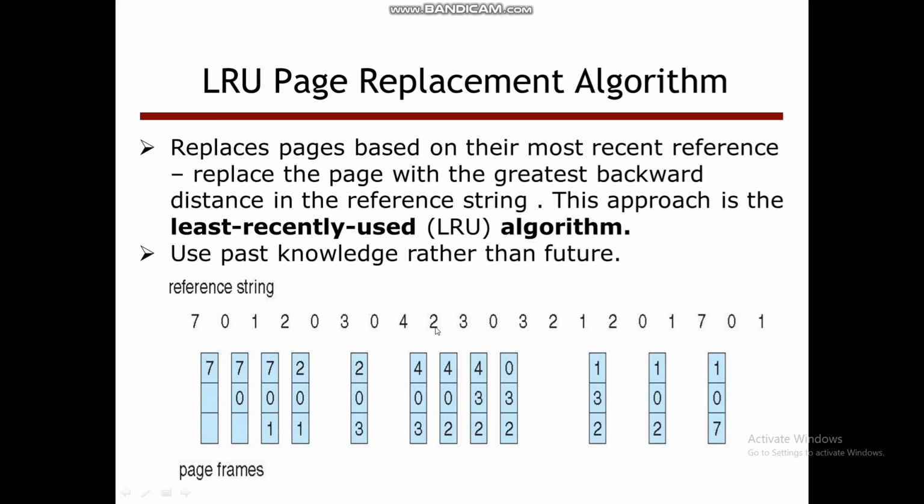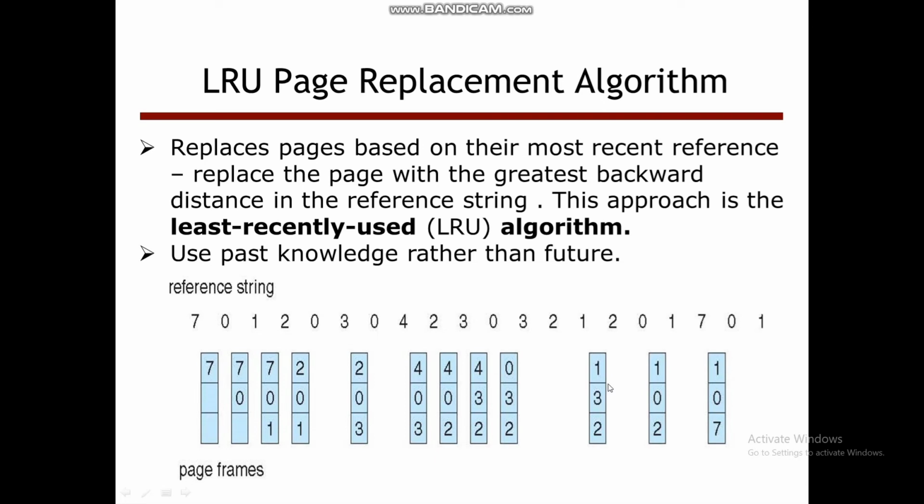And next time when 2 is referenced, what happens? The least recently used pages 0 and 4 are kept and 3 is replaced with 2. In the case of 3, the page with the lesser backward distance is kept, that is 2 and 4 are kept and 3 is replaced. So I think now the idea is clear for you.